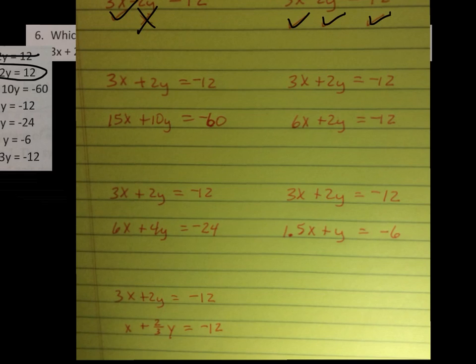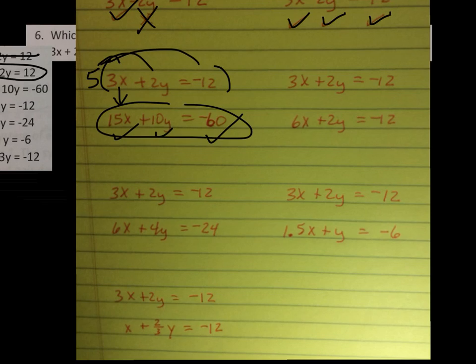This first one, in order to get from 3x to 15x, we're going to multiply this by 5. So 5 times 3x is 15x. That works. 5 times 2y is 10y. And 5 times negative 12 is a negative 60. Well, you know what? This is a solution. Let's go ahead and go to the next one.